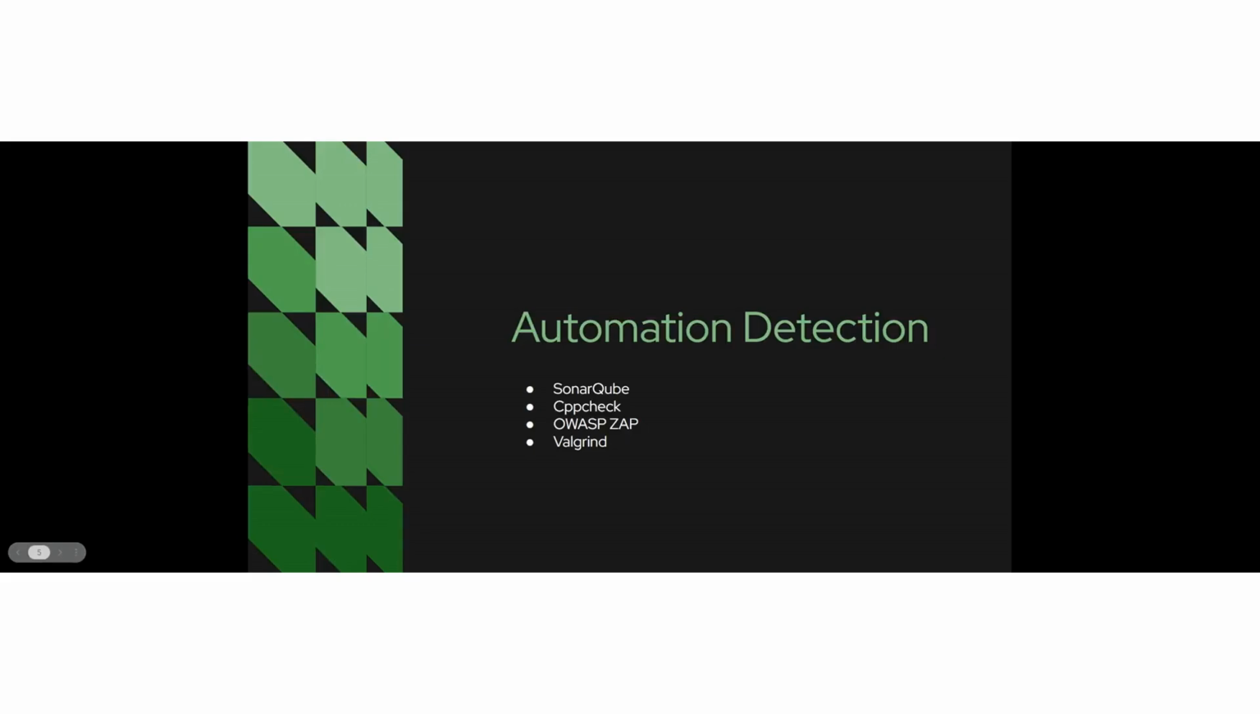To identify these vulnerabilities, we use automated security tools throughout development. Static analysis tools like SonarQube and CPP-Check help detect issues early in the coding phase, such as unsafe input handling or memory misuse. Dynamic tools like OWASP ZAP simulate real-world attacks, including injection vulnerabilities. Valgrind is used to detect memory-related issues at runtime. These tools allow us to catch and fix vulnerabilities before they even reach production.